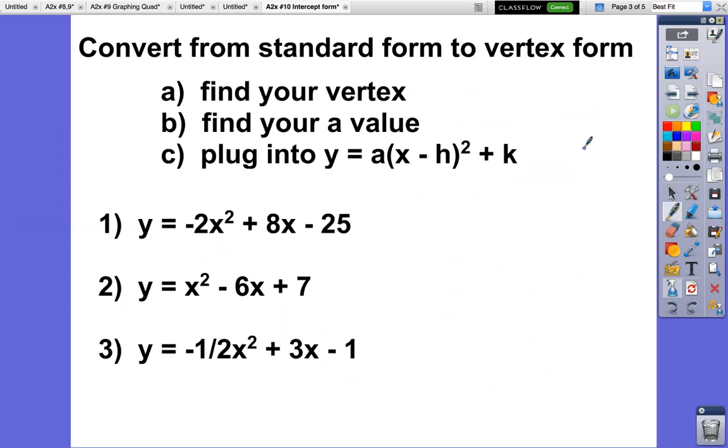So all I want you to do is find your vertex. We did this yesterday. Find your A value. Not your find your value, but find your A value. Then you plug in your A, your H, and your K. I'll do number 1 with you. Oh man, I completely forgot. How in the world do I find my H value? The opposite of, somebody take it from there.